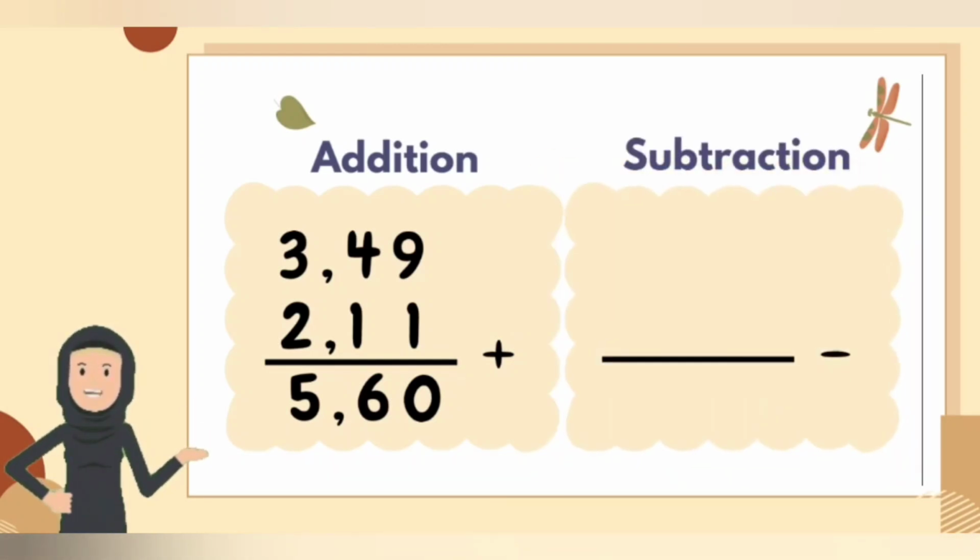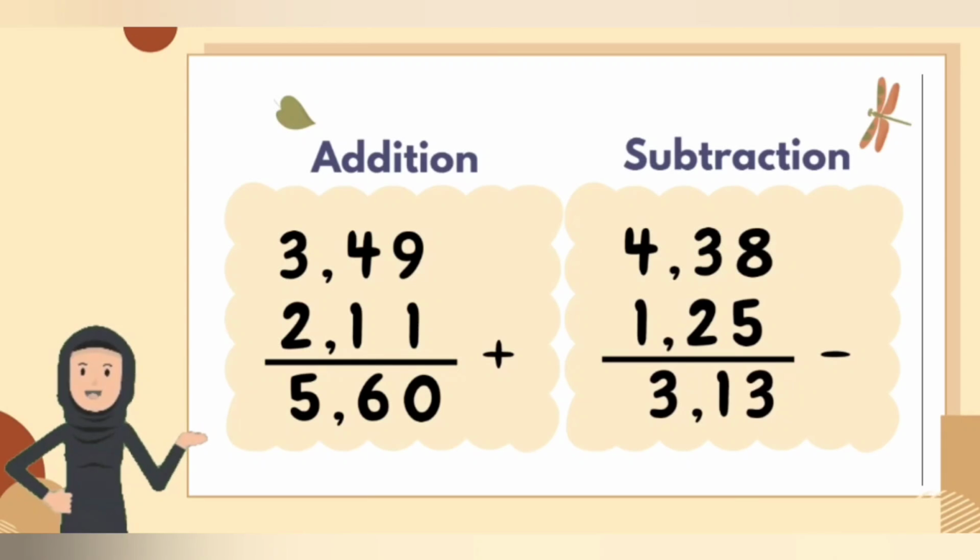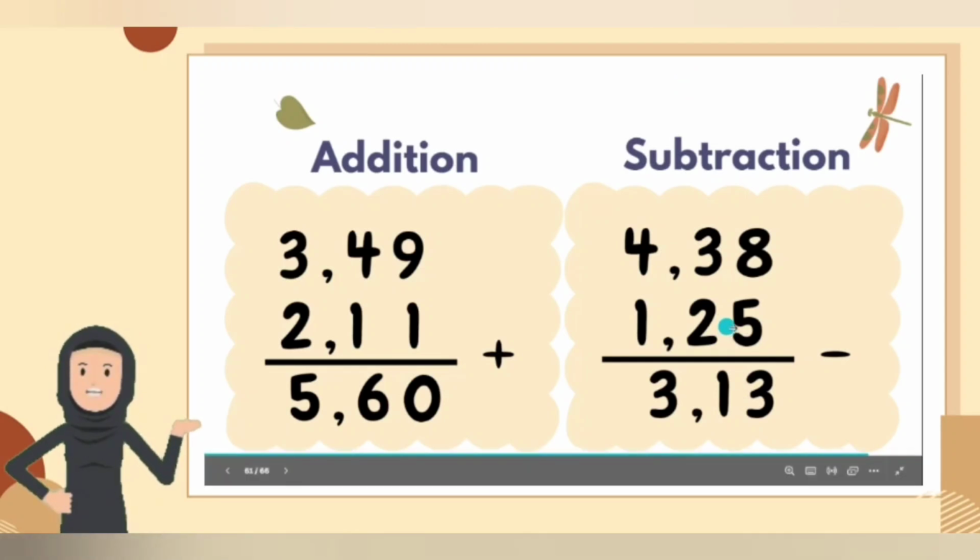Then subtraction. Subtraction of decimal fraction. The basic principle of subtraction is the same as addition. We can do subtraction as with integers. However, don't forget to put a comma. Consider the following example. 4.38 minus 1.25. First, 8 minus 5 is 3. Then 3 minus 2 is 1. Put the comma. 4 minus 1 is 3. So the answer is 3.13.